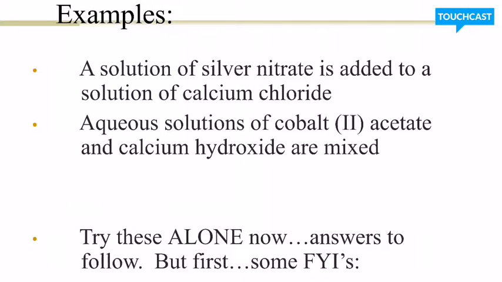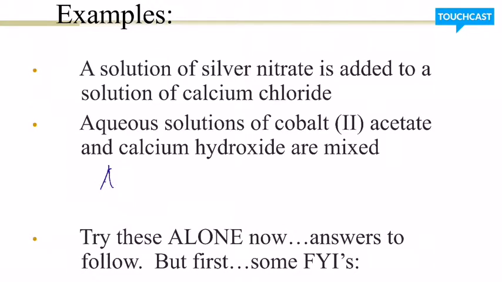So let's do a couple examples. A solution of silver nitrate is added to a solution of calcium chloride. If you want to, just try to do this on your own. Pause the video right here. And let me show you how to do it. You would need your cation and anion sheet right next to you so that you can check the charges and all this stuff.